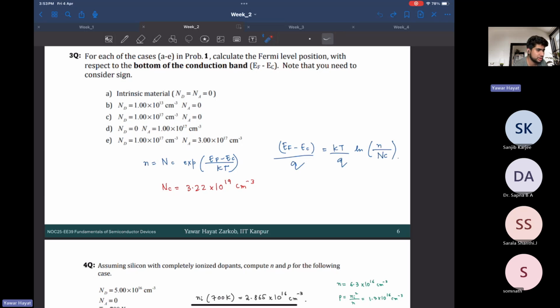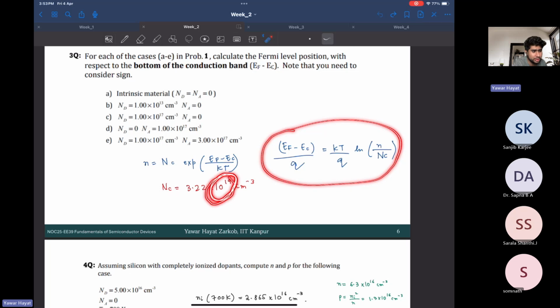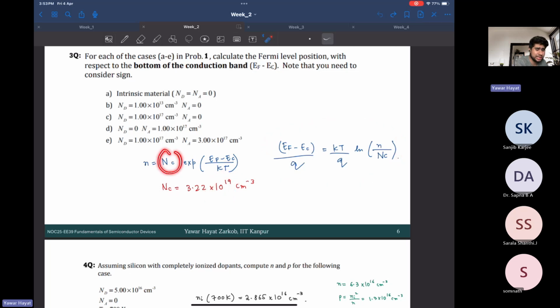I'll utilize this formula and compute EF minus EC, because N is known and this is a constant that you can use. Do remember the order of NC, this will come in handy. What is it? The effective conduction band density of states. It has an order of 10 to the power 19. We saw this in week 1.